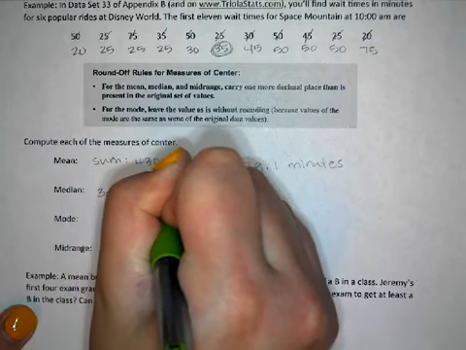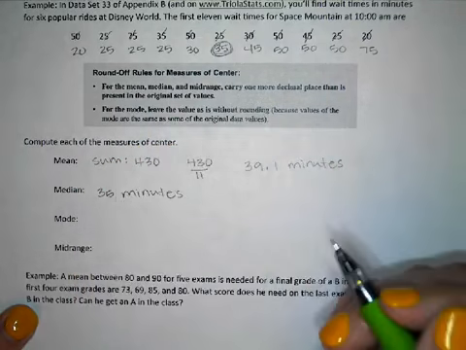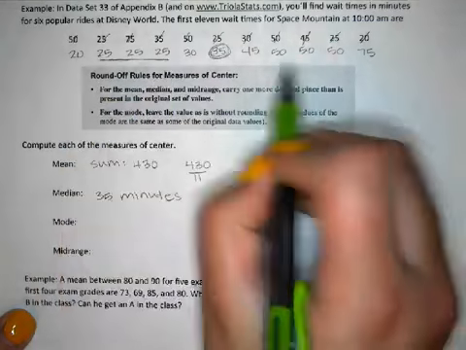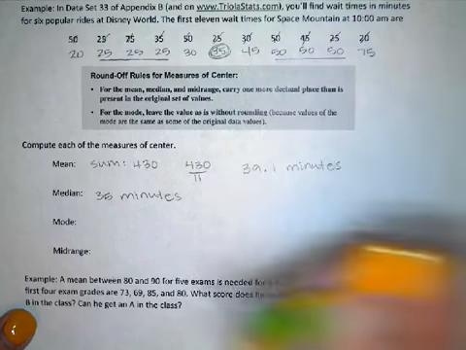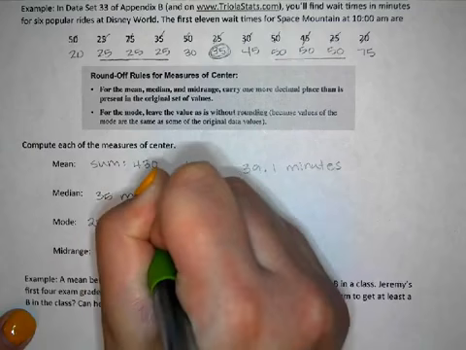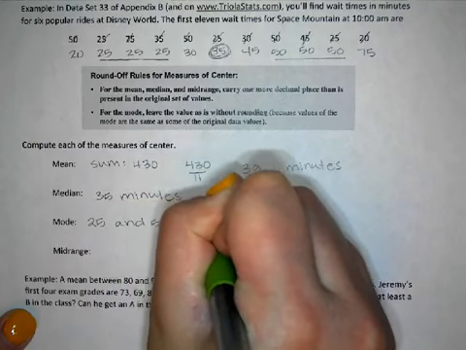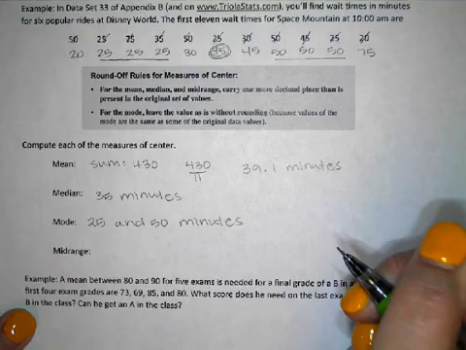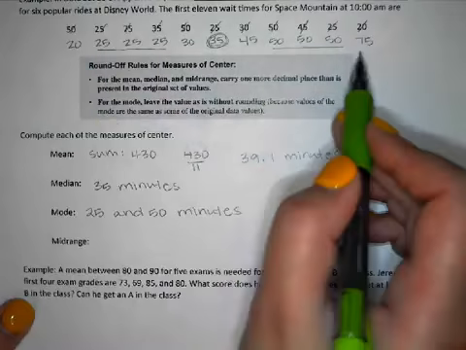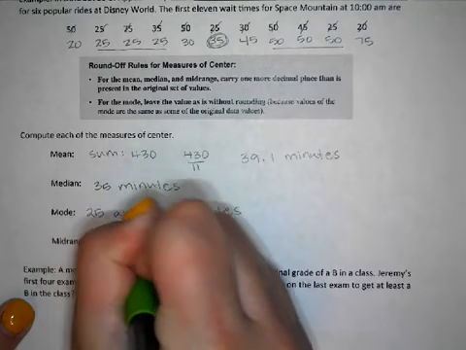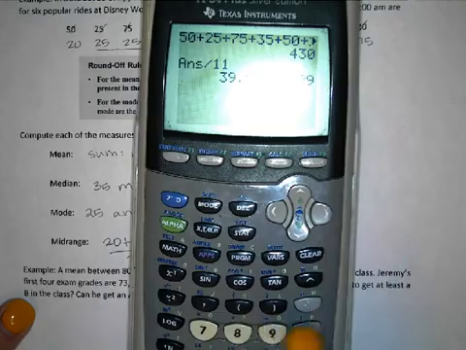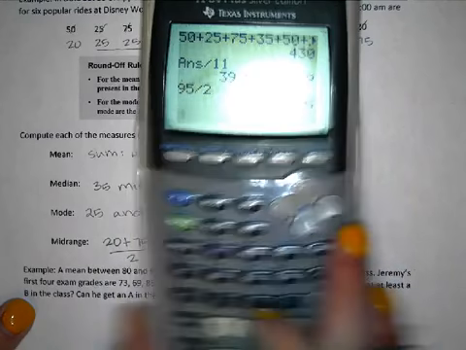The mode: there are 3 25-minute waits and 3 50-minute waits. So the mode would be 25 and 50 minutes. This data would be bimodal, 2 modes. The mid-range, we're going to take the lowest value and the highest value, divide by 2. So 20 and 75 is 95, divided by 2 is 47.5 minutes.